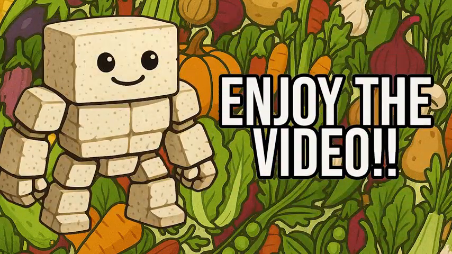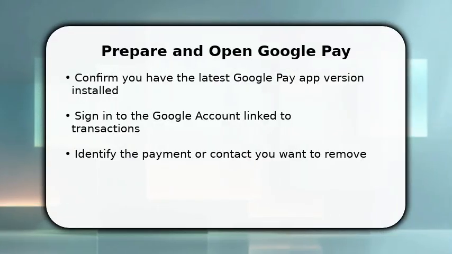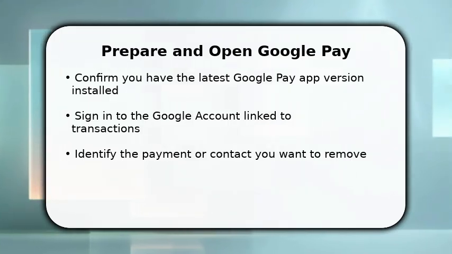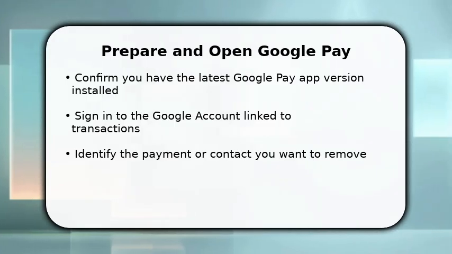Please enjoy the video. You start by opening Google Pay while signed into the exact Google account that holds the payment history. Once done, tap Payments or Activity to surface recent items. This focuses you on the right records. Make sure the app is updated so options appear consistently. If you use multiple profiles, switch accounts now.